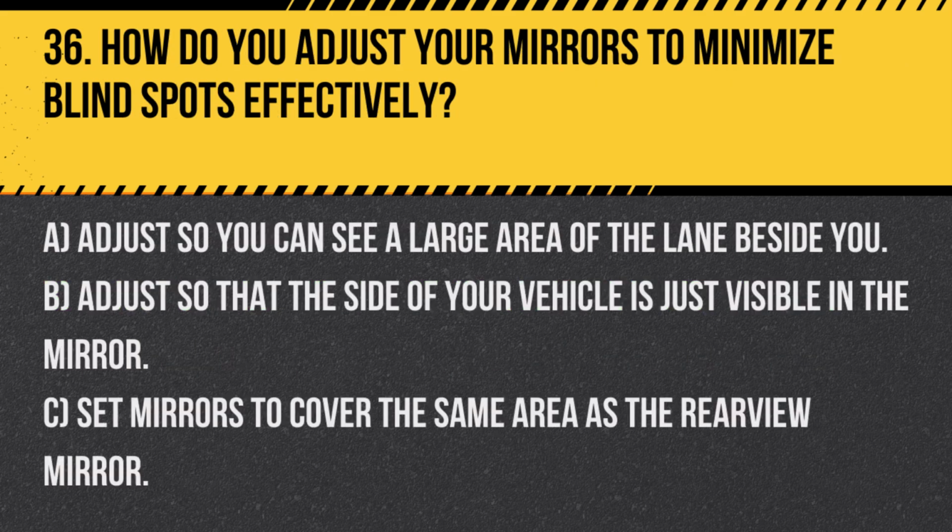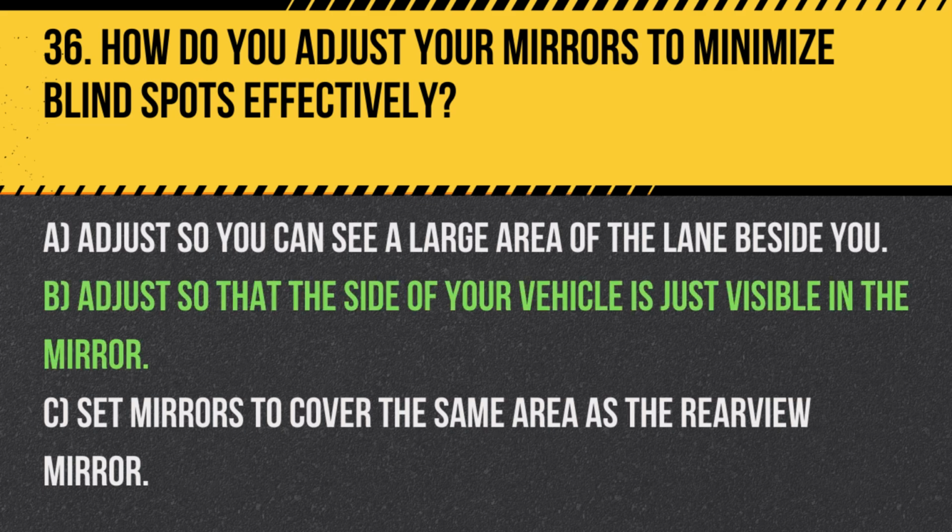Question 36. How do you adjust your mirrors to minimize blind spots effectively? A. Adjust so you can see a large area of the lane beside you. B. Adjust so that the side of your vehicle is just visible in the mirror. C. Set mirrors to cover the same area as the rearview mirror.